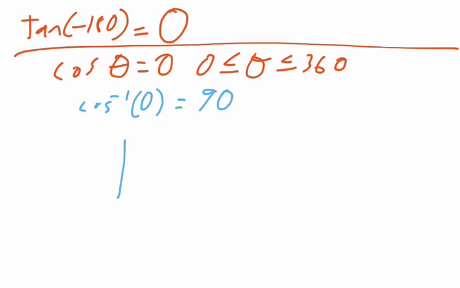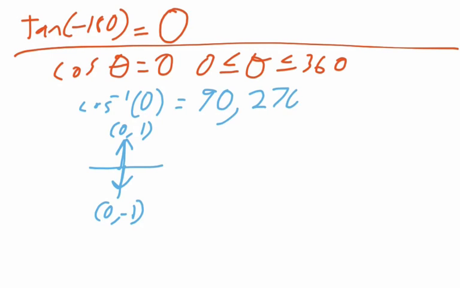Now, of course, the cosine being equal to 0 at 90 means that this point over here is at 0, 1 because the x value is 0. But if I go down, this point is also at 0, negative 1, so I need to include that angle, which is 270.